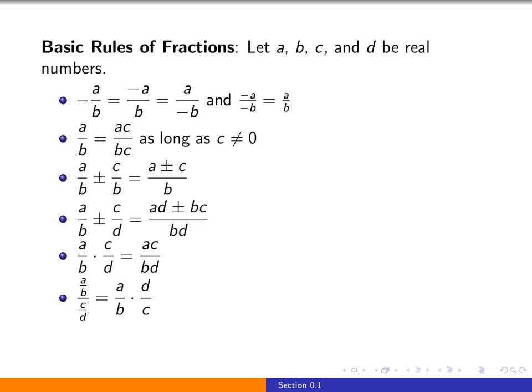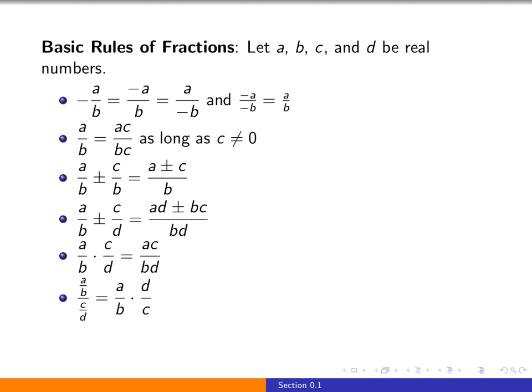Now, a very important and frequently used property would be the addition or subtraction of fractions. In order to add together two fractions, they have to have a common denominator. So here, if the common denominator is b, what you do is you leave that denominator as b, and then you add or subtract in the top, a plus or minus c.